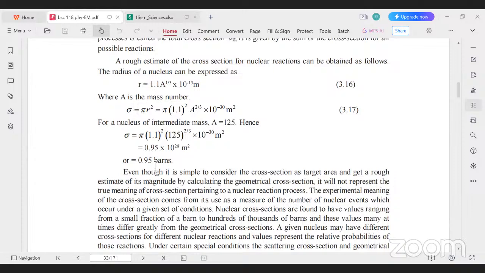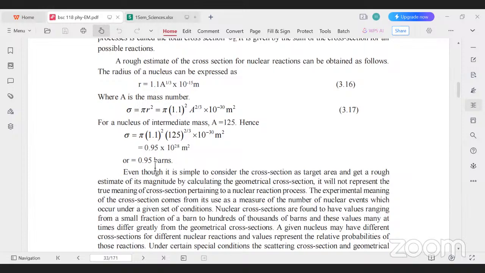In nuclear physics, if we go in depth, we can understand. They're just giving this value for 0.95 barns. They are calculating in those values, just naming it to find out.